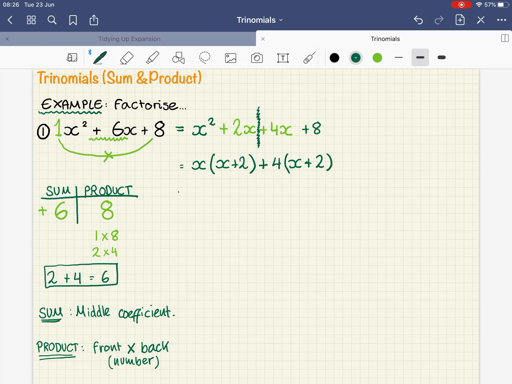And then the next thing, I now do the last step. So one of my brackets is going to be this x plus 4, so everything that's on the outside.